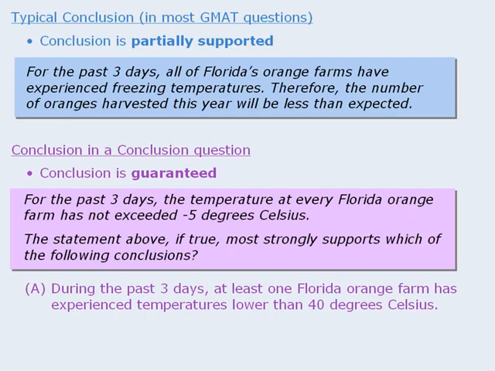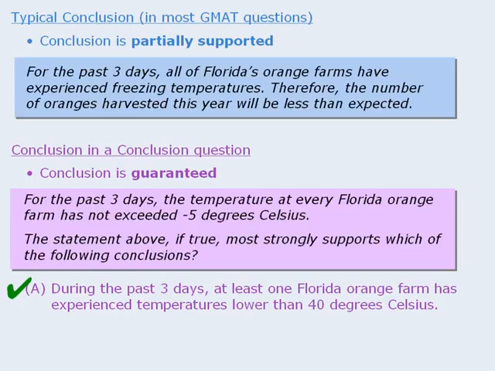Nevertheless, this conclusion is guaranteed by the premise, so it could be a correct answer. So the big takeaway here is that conclusion questions require you to find a conclusion that must follow 100% from the premises. Any conclusion that might follow, or could possibly follow, or even will likely follow, cannot be the correct answer.